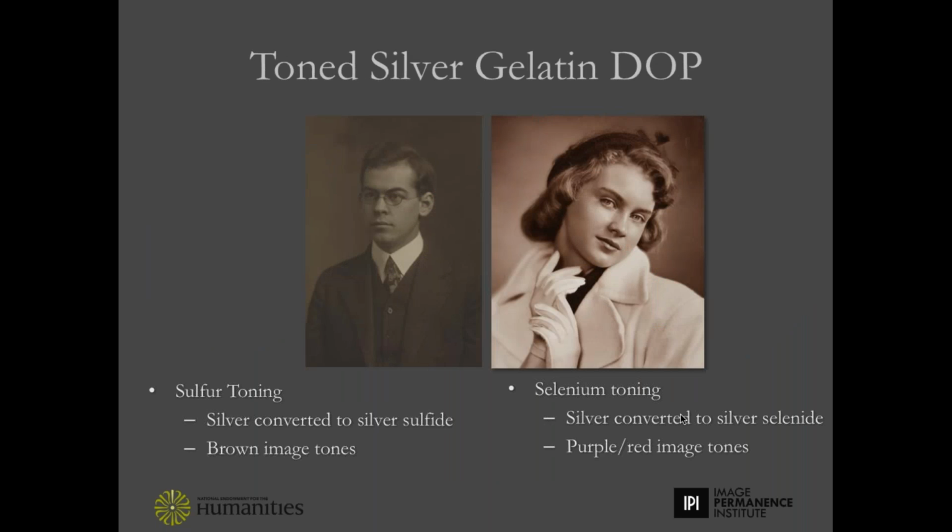So the silver image, going back to silver, was sometimes toned with a sulfide solution, which forms silver sulfide, producing warm brown tones. These are sometimes called sepia-toned prints, as the color brown they produce can be close to the color sepia. Sulfide toning was popular in the early to mid-20th century. Prints were also toned with selenium, which converted the silver to silver selenide, resulting in a purple-red image tone. This was popular in the mid-20th century. So here's our example of sulfur toning, and here's an example of selenium toning.